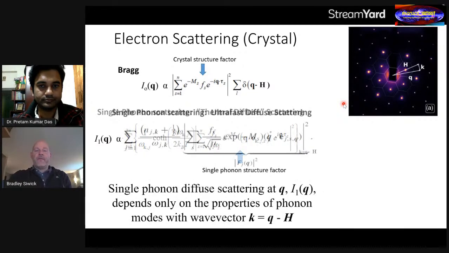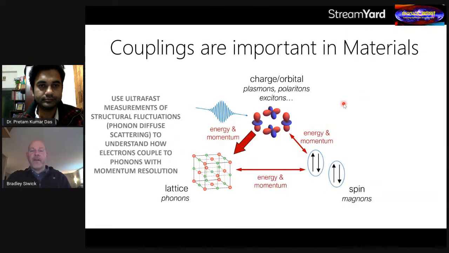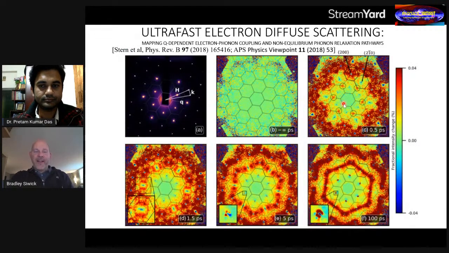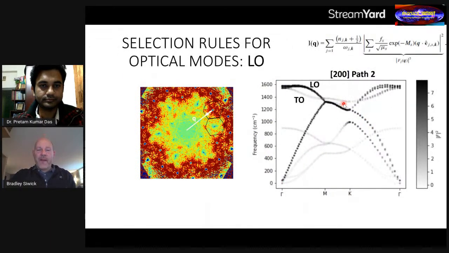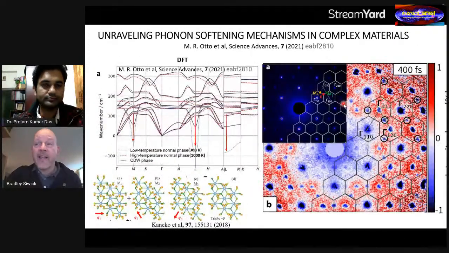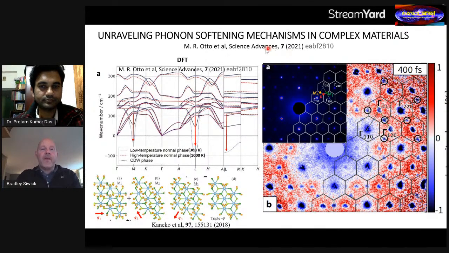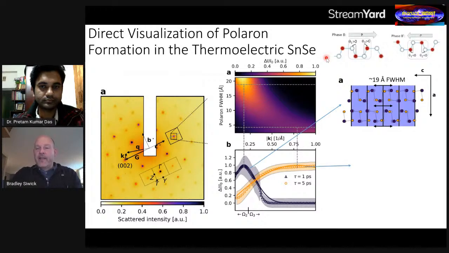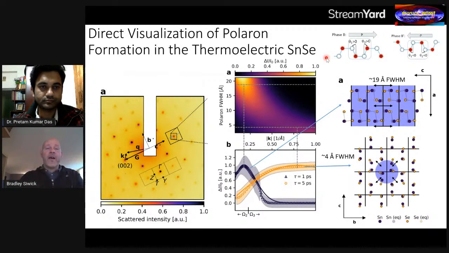There's a range of important measurements that we've done. Some on graphite, which are indicated here. We've also made measurements on titanium diselenide, which is a transition metal dichalcogenide, which has interrogated the nature of a phonon softening mechanism in this complex material. And we've also very recently reported how these new techniques allow you to directly visualize polaron formation, an interesting quasi-particle that can be generated inside of polar lattice environments.